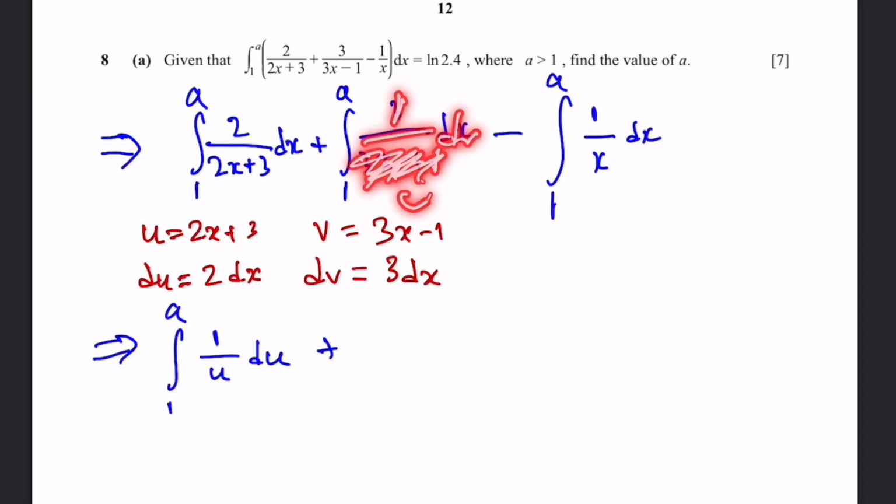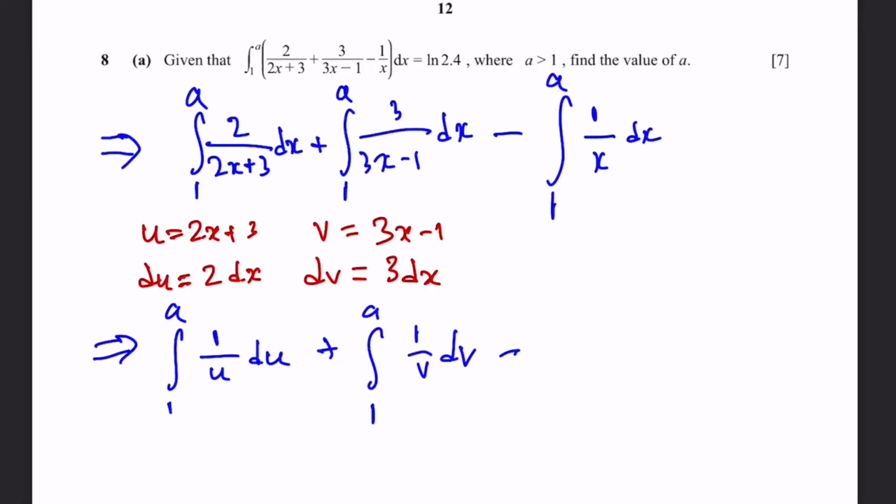1 by v. So we get another similar integral, 1 by v dv, and then minus the integral from 1 to a of 1 by x dx.